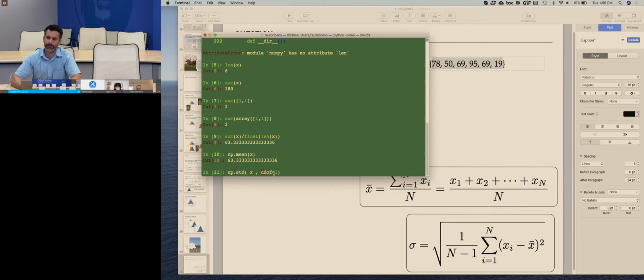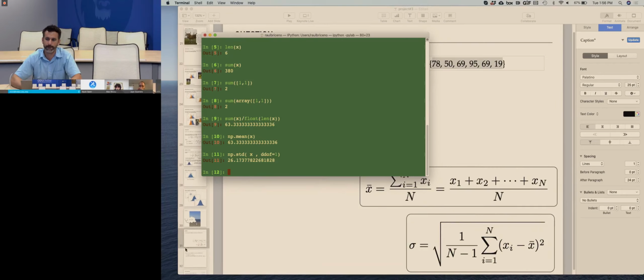and there's a flag to it, which is ddof. What it's doing is shifting this number n by some number. And so in this case, I'm setting that number to be 1. And so this automatically calculates the standard deviation, which is 26.1, etc. Okay? And this is what I got over here.